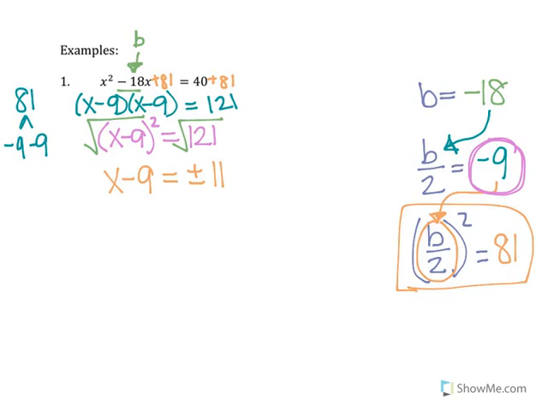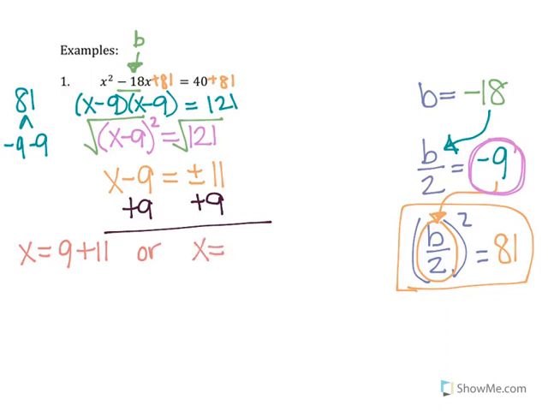Now, all we have to do is solve. So to solve here, in order to get x alone, the opposite of subtracting 9 would be to add 9 to both sides of the equation. And if you're unsure of how to work with this plus or minus, what I would suggest doing is breaking it up into 2 equations. So one equation would be that positive 9 plus 11, and the other equation that you have to work with is that positive 9 minus 11.